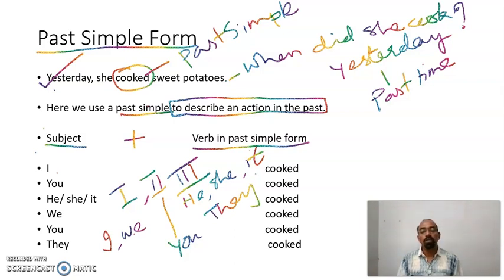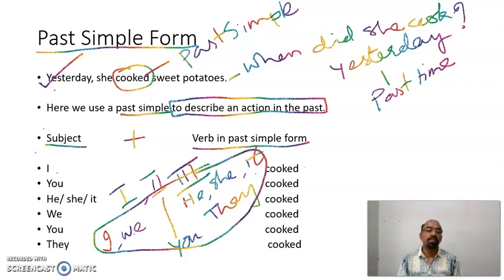With all these subjects, there is no difference with the verb we used. This is the first rule you have to remember. Past simple verb is used with all the subject forms. Now let us move on to the next.